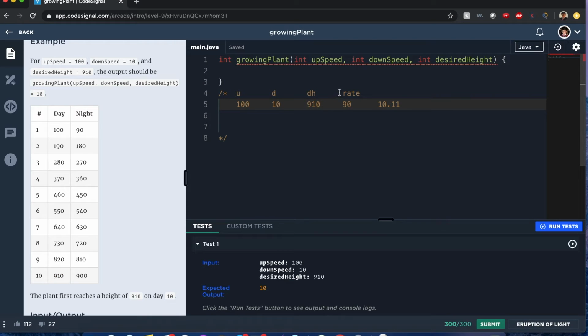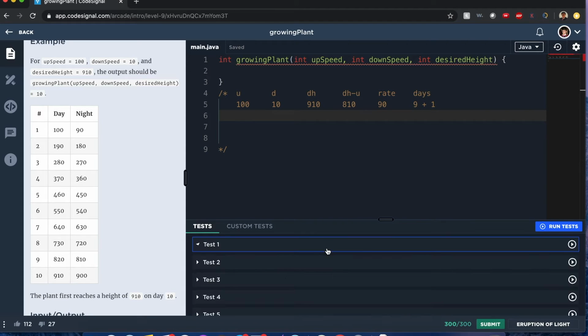I would say that maybe the best way to look at it is desired height minus the upSpeed. Let me see if I do this correctly. Now we know that it's going to take 9 days with this consistent upgrowing and downgrowing, but on the next day, it's guaranteed to take one more day until it reaches that desired height. Oh shoot, I subtracted incorrectly. Oh yeah, I did it correctly, never mind. It's going to reach that height of 910. So whatever days it takes to solve this one, I could just plus 1 at the end. Let's take another example.